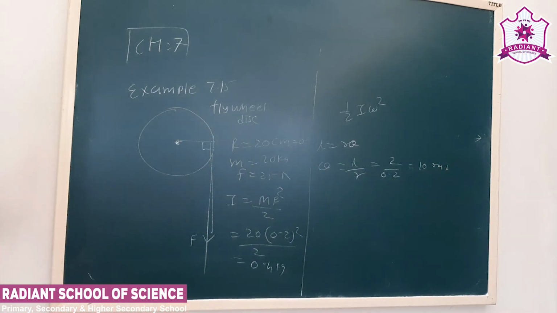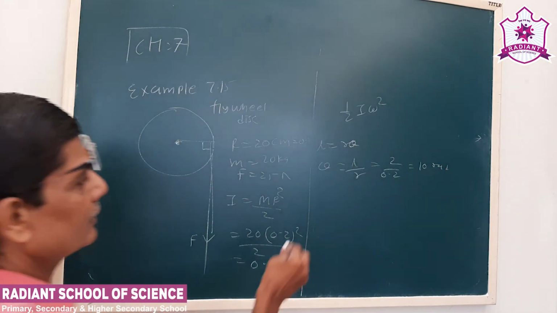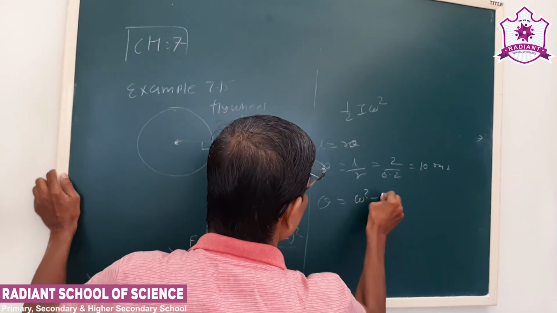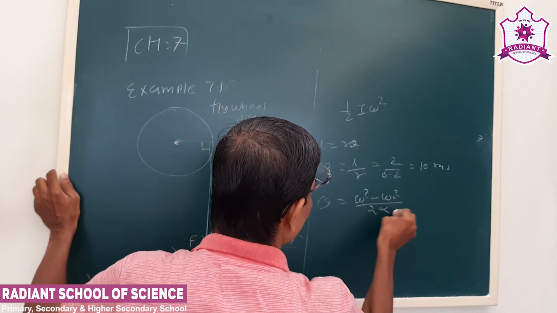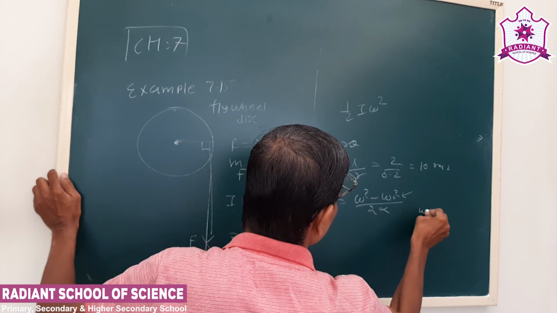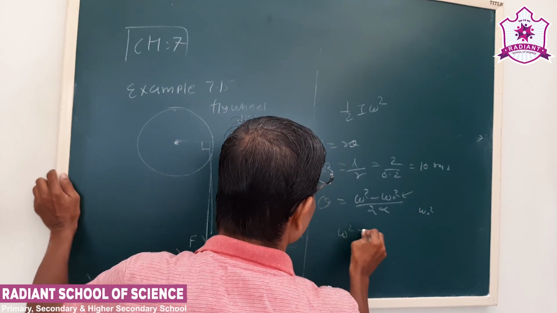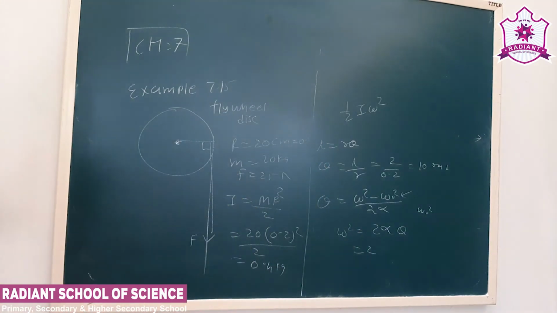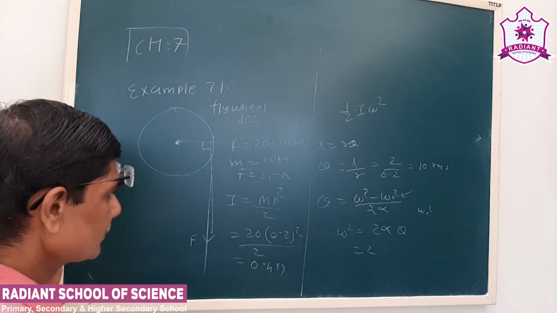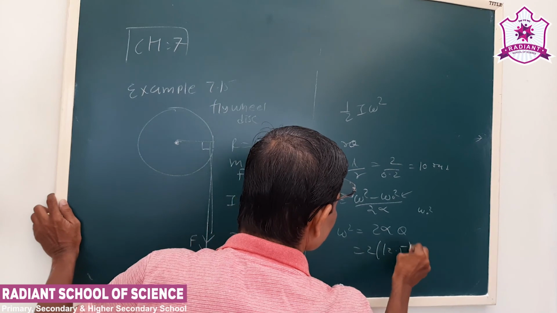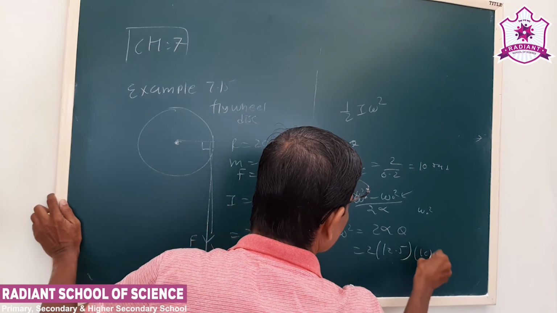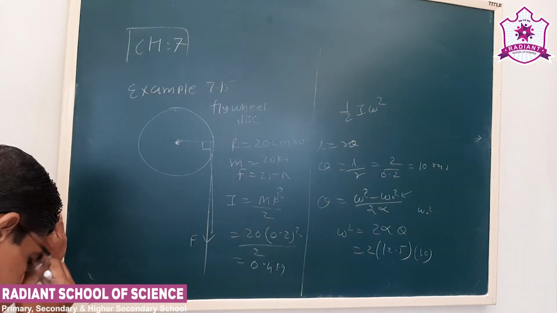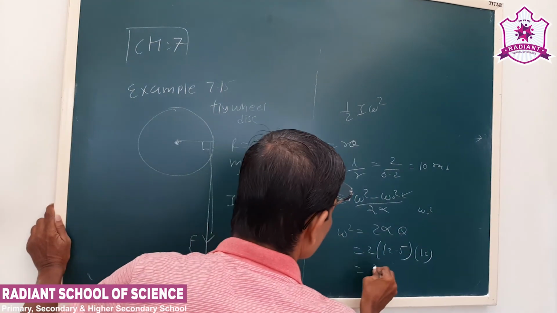Now second, theta is omega square minus omega 0 square upon 2 alpha. Here omega 0 is 0. Omega square is equal to 2 alpha theta. The angular acceleration we have obtained is 12.5. Theta we have obtained is 10. Okay, so this will be 250.